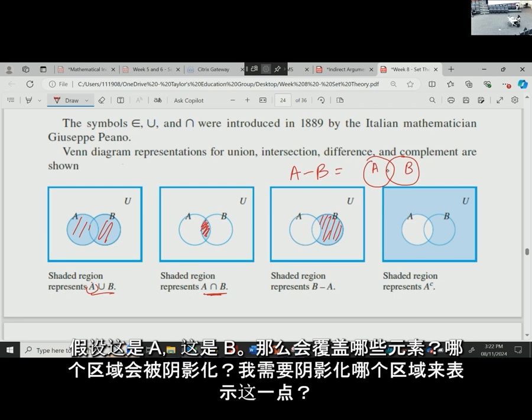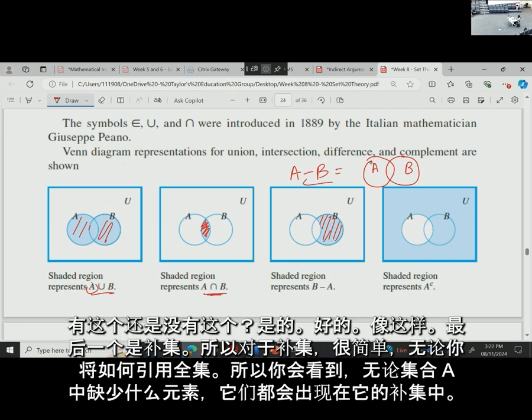Which area will be shaded? Which area do I need to shade to represent this? With this or without? Yeah. Okay. So like this. And the last one is complement.